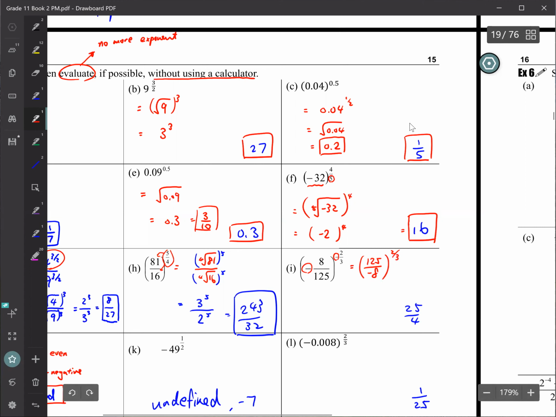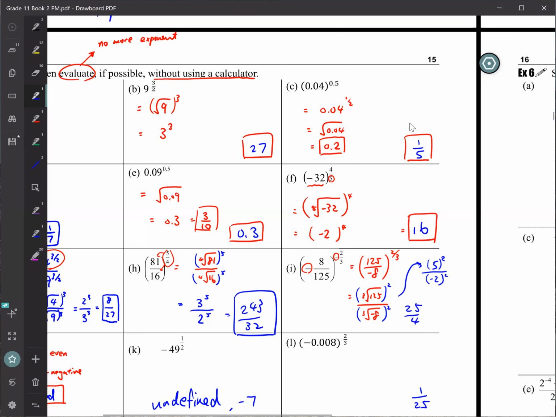Now it becomes 2/3. So that's going to be a cube root for each, and then each of them gets a square, right? Because 2/3 means square on the cube root. And then continue from there, that will give you a 5. Cube root of 125 is 5. 5 squared over negative 2 squared. So you see I have brackets, right? The bracket will make the negative 2 times itself again, which makes it positive 4.